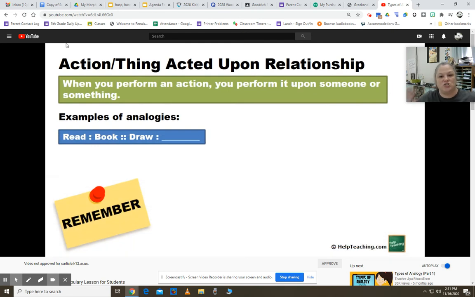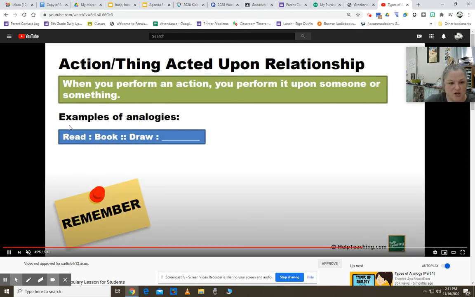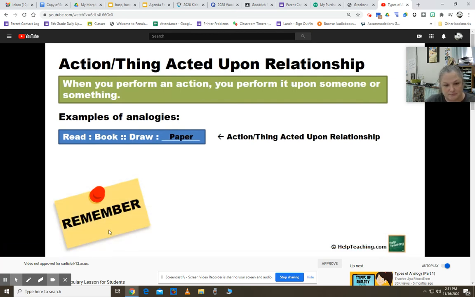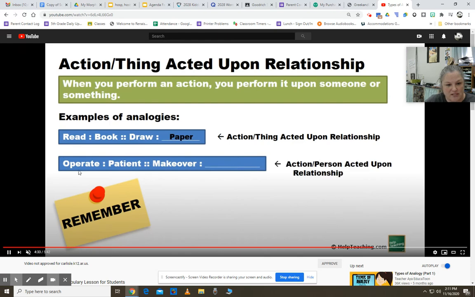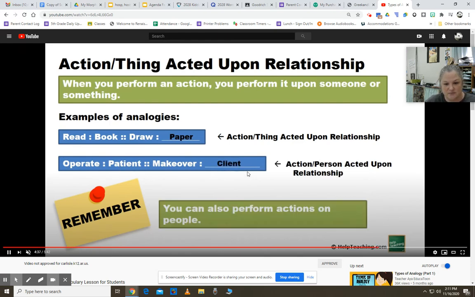When you perform an action, you perform it upon someone or something. So you read a book, you draw on paper. You operate on a patient, you do a makeover on a client.